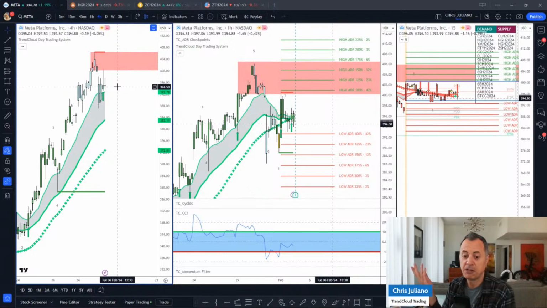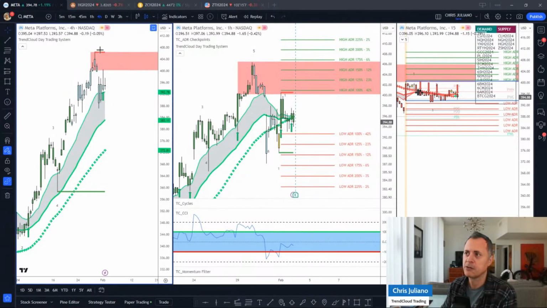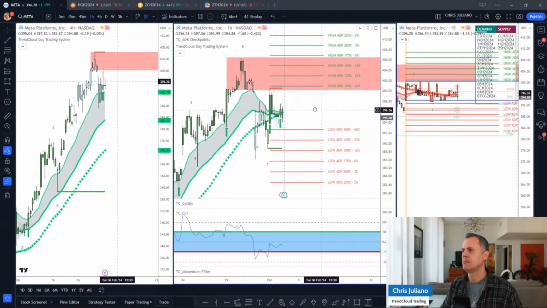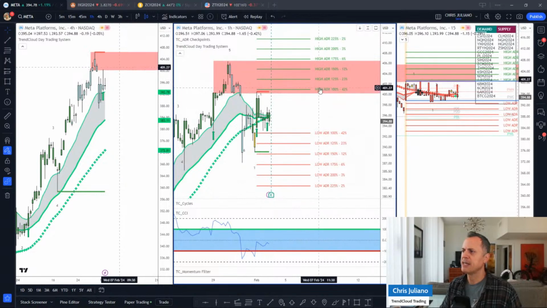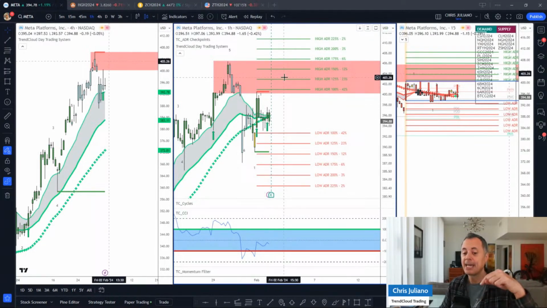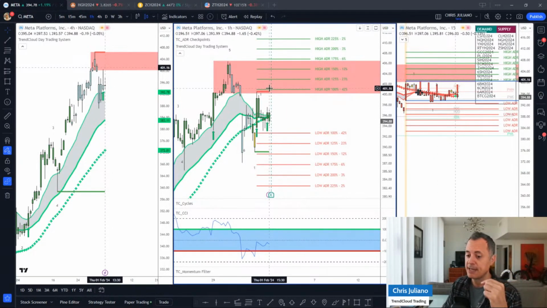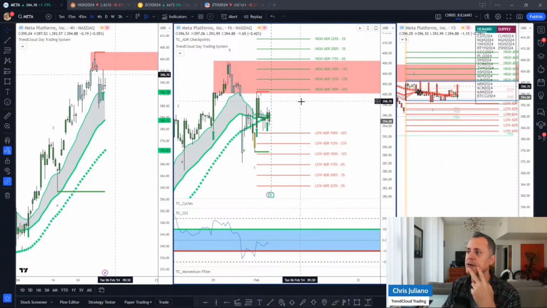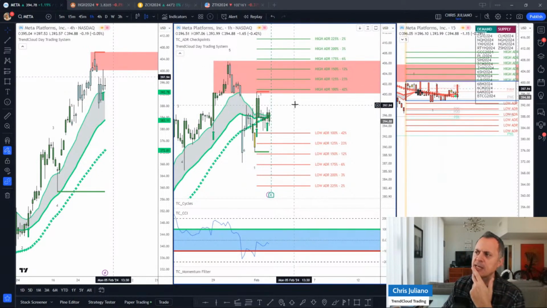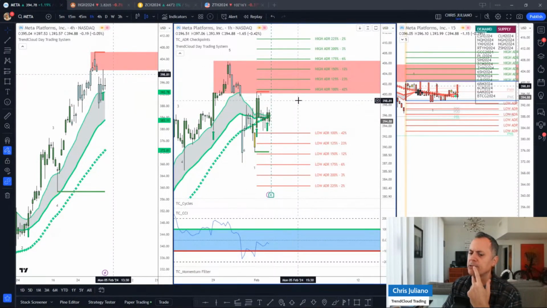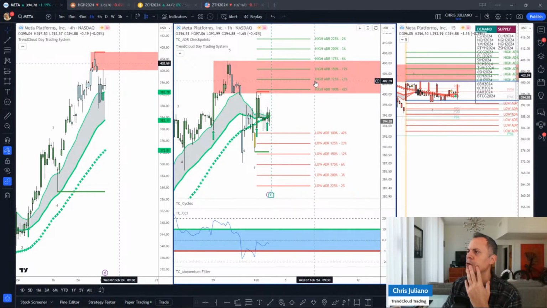Here's your curve zone, right? Here's your curve zone right here on Meta. And the trend is extended. Look at these ADR levels. You've got 1, 2, 3 ADR levels for today. Okay, this is for today, right in here. That news came out. Obviously, that news came out.